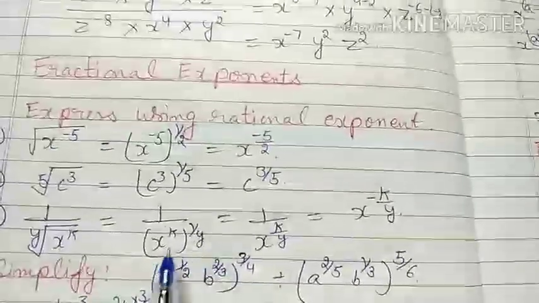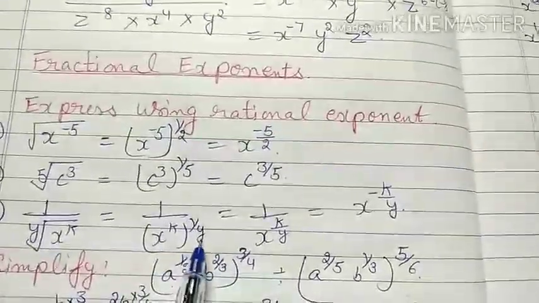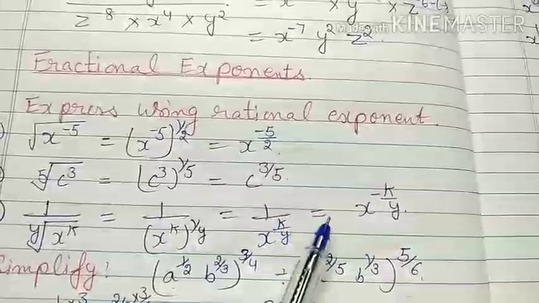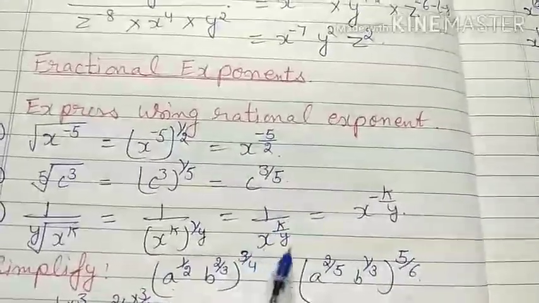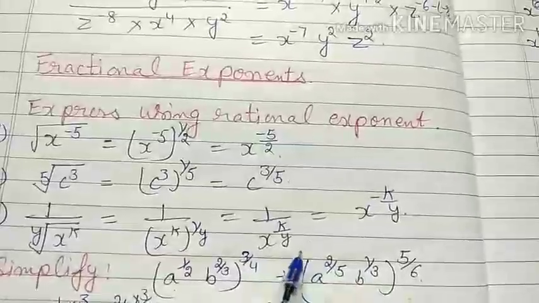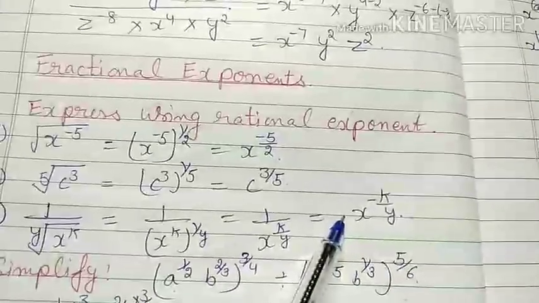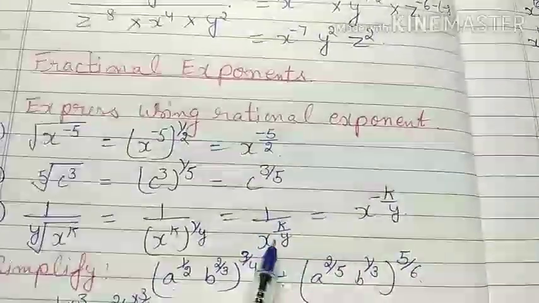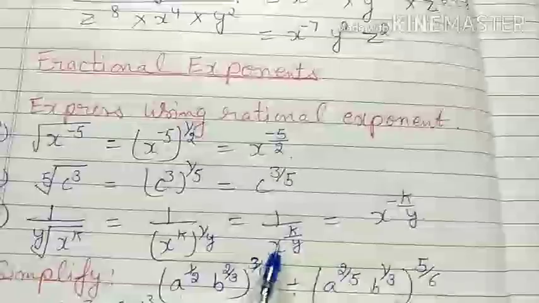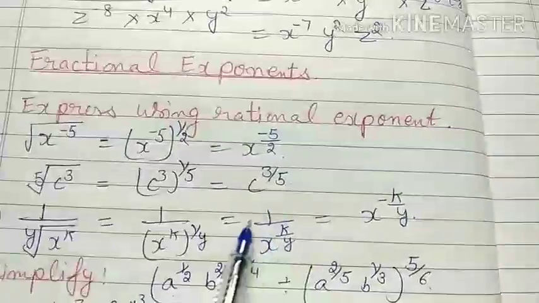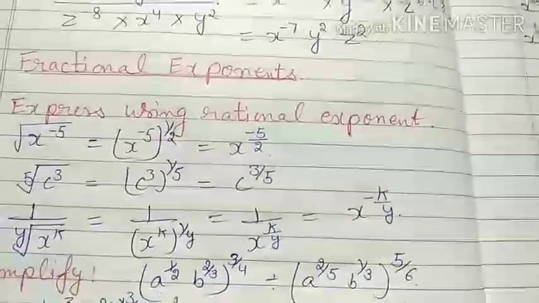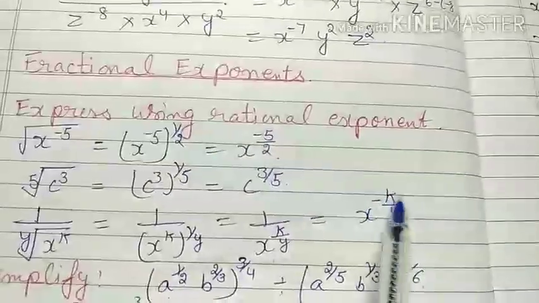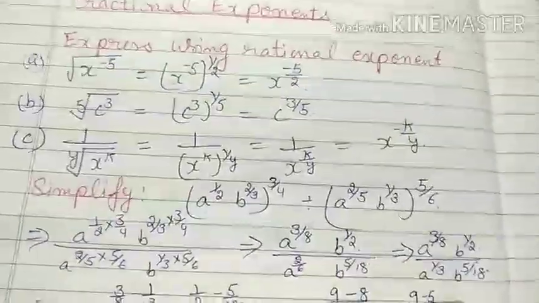Now here, 1 upon x raised to power k by y is equal to, now this is the reciprocal form. To make it in the numerator, because this is in the denominator, this power will be negative. Only the base will be reciprocal and the power will be negative. x raised to power minus k by y.